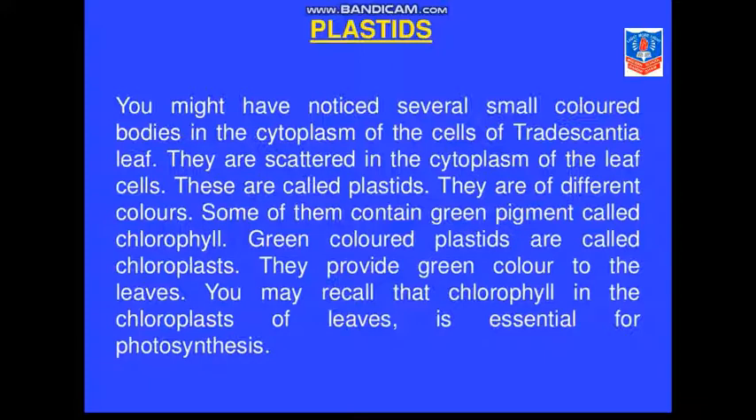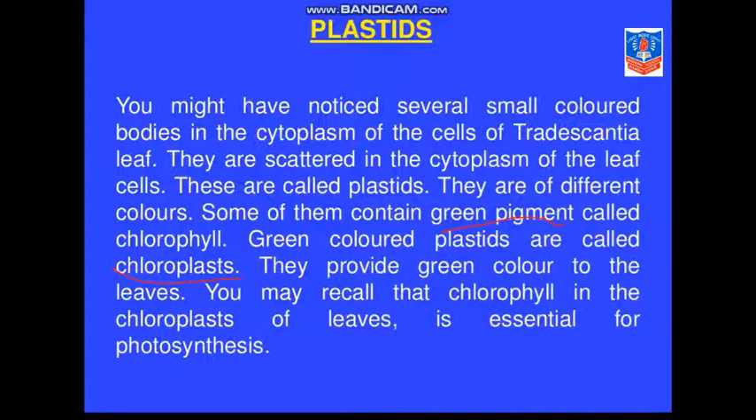Some of them contain green pigment called chlorophyll. Green colored plastids are called chloroplasts. जो आप chlorophyll और chloroplasts पढ़ते आ रहे हैं बचपन से, plants में होते हैं, leaf में. They are actually the plastids which contain color pigments. And green color pigment is commonly known as chlorophyll. So green colored plastids are called chloroplasts. They provide green color to the leaves. Mostly leaves को जो color provide करते हैं वो plastids provide करते हैं.